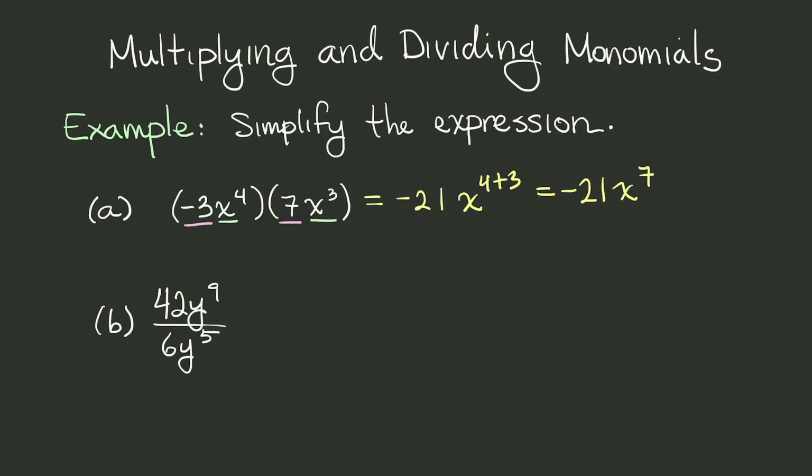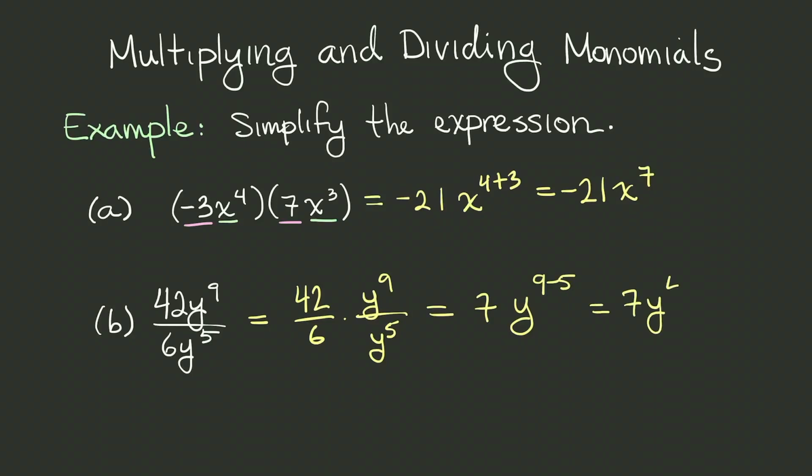In part B, we have 42y to the ninth divided by 6y to the fifth. So first we'll look at 42 over 6, and then we'll multiply that by what we get when we take y to the ninth over y to the fifth. Well, 42 over 6 is just 7. And then we have y to the ninth divided by y to the fifth, and so we'll take y to the 9 minus 5. So this is going to give us 7y to the fourth power.